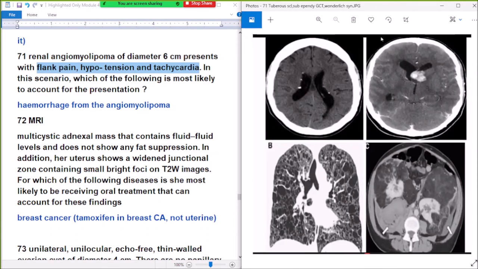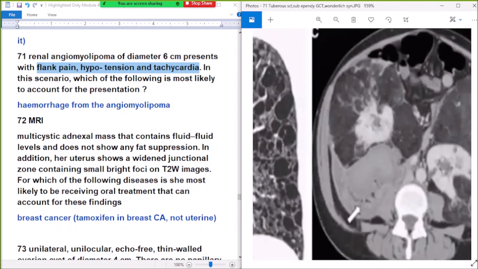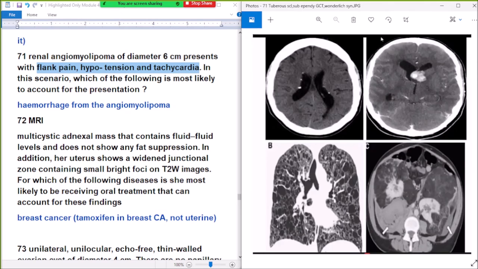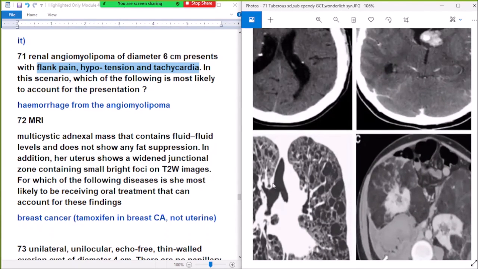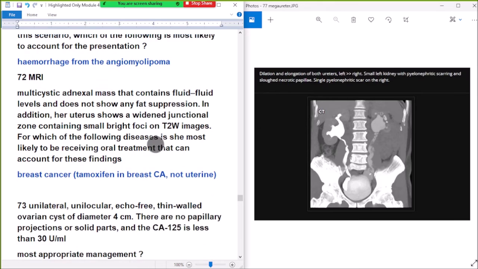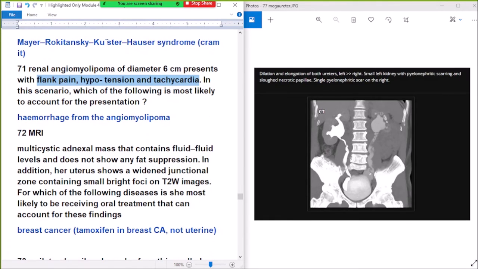Here the association is tuberous sclerosis. It consists of bilateral angiomyolipoma, and if an angiomyolipoma ruptures, it is called Wunderlich syndrome. Tuberous sclerosis also has subependymal cortical tubers, giant cell astrocytoma, and bilateral lung cysts. So a patient with renal angiomyolipoma of diameter 6 cm with flank pain, hypertension, tachycardia is most likely presenting with hemorrhage from the angiomyolipoma.